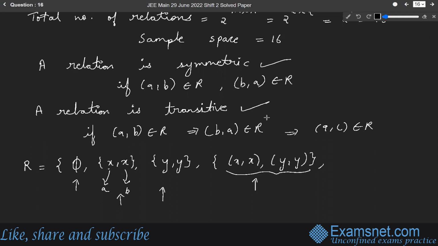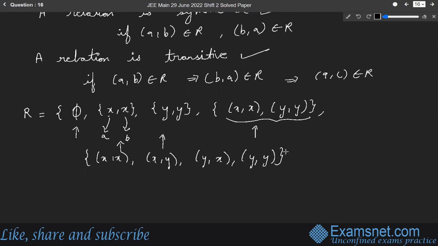So what is the last condition that is remaining? The last condition is if we take all the elements. What are all the elements? All the elements are x comma x, x comma y, y comma x, and y comma y. If we take all these elements, then also it is symmetric and transitive. This is the first element, this is the second element, this is the third, this is the fourth, and this last element is the fifth element.